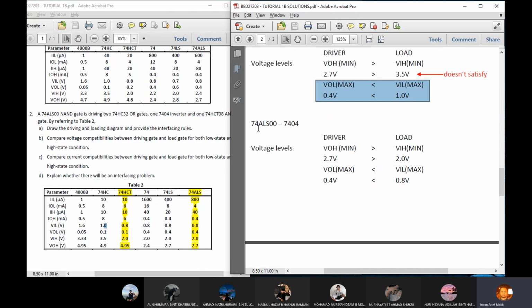Move on to the second one, 74 LS and 7404. Take the same values for VOH and VOL. VIH and VIL for 7404 are 2 and 0.8. So 2 volt and 0.8. So this one has no problem. Okay, if we look at this one, it is indeed bigger than 2, so correct. 0.4 is less than 0.8, so okay too, correct, no problem.